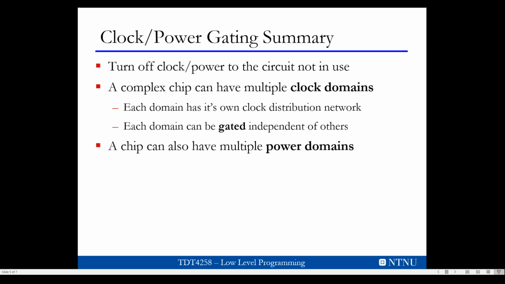Just like clock domains, we can also have multiple power domains, and each power domain has its own power distribution network and power gating circuit, so that you can power gate some portions of your chip which are not in use, while other portions are working actively. An example can be, if you have a floating point unit in your processor and you are executing integer applications, you can just power gate your floating point unit because you know you are not going to use it, and save some power over there.